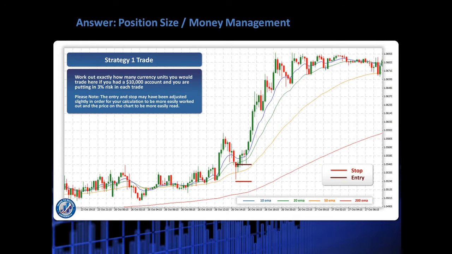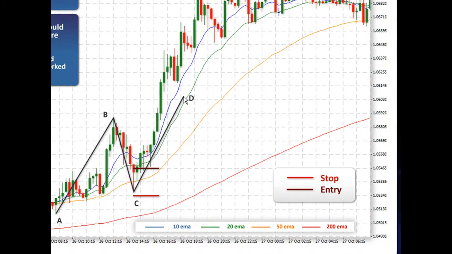So the stop and entry are as defined. And here is the ABCD. So the stop is at 1.0524 and the entry is at 1.0546. The risk is 22 pips, the difference between 546 for the entry and 524 for the stop. So how many currency units will we be trading here?